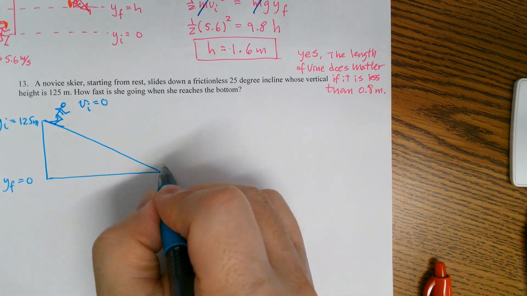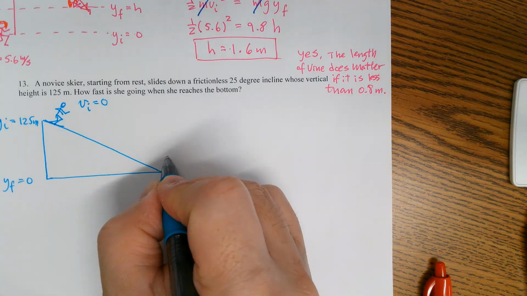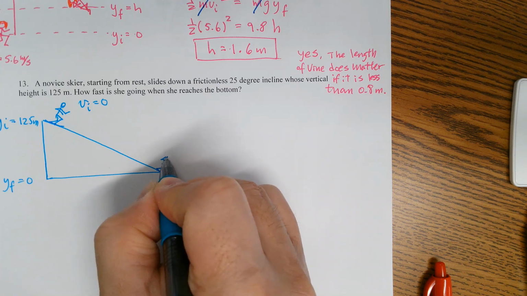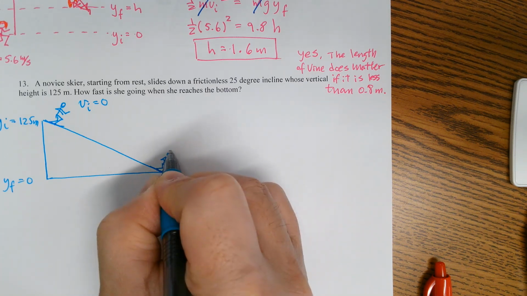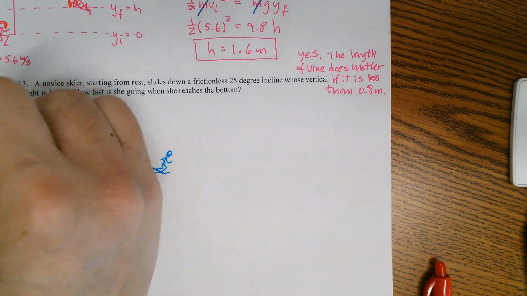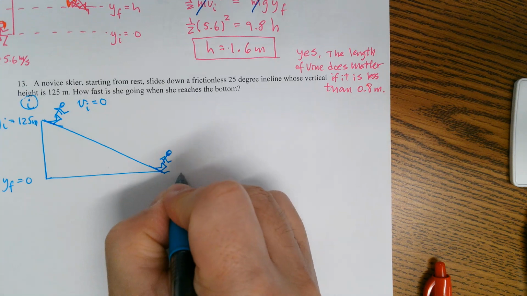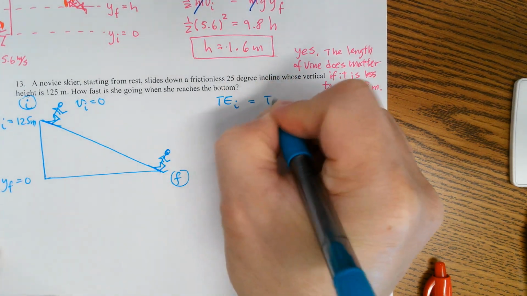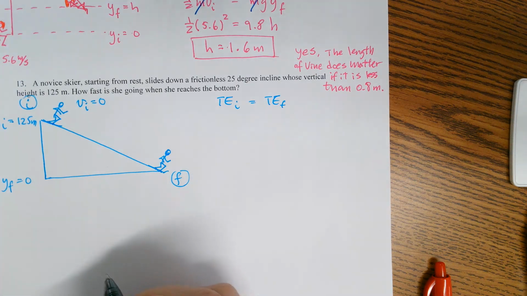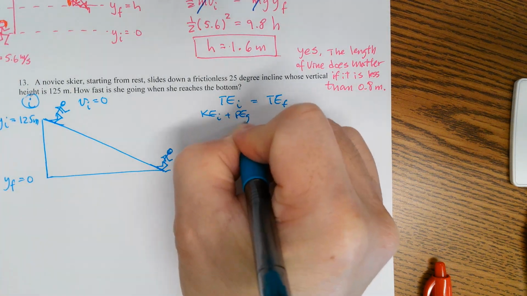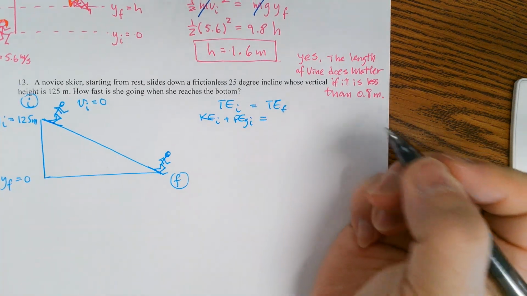So at the bottom of the slope, the skier must be going pretty darn fast, because there's no work done by friction. So this is the initial and this is the final. So total energy initial must equal total energy final. Kinetic energy initial plus gravitational potential energy initial.